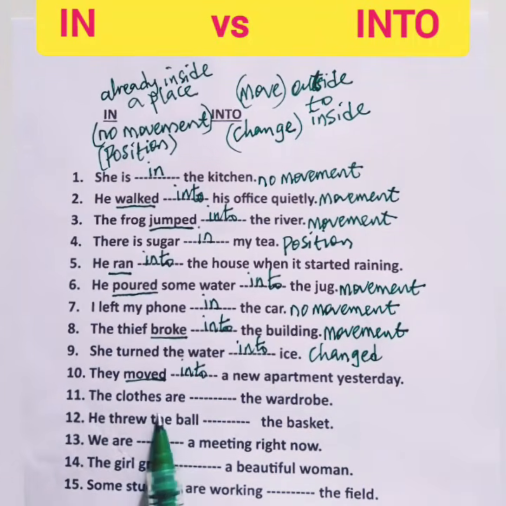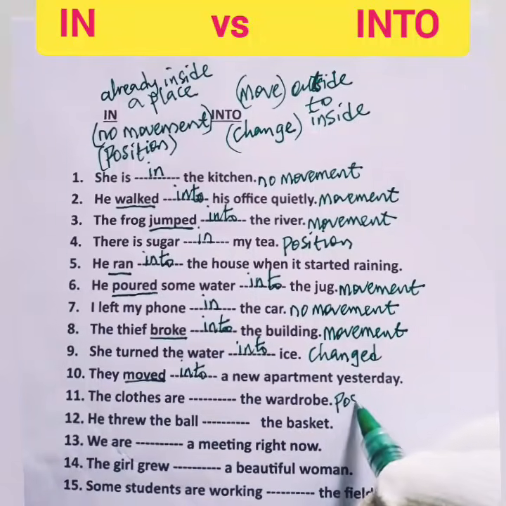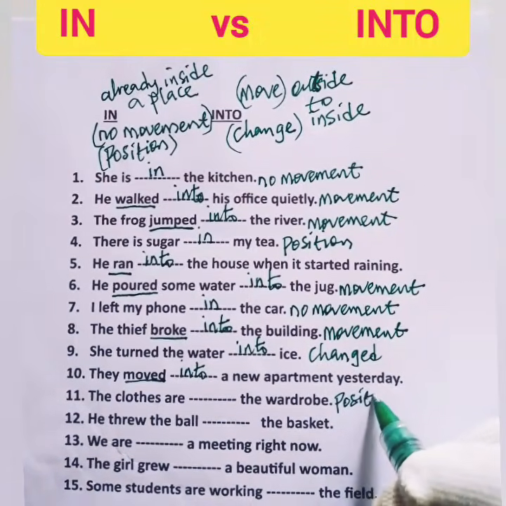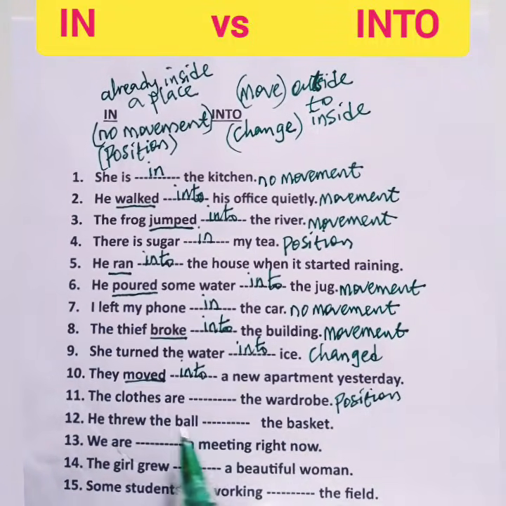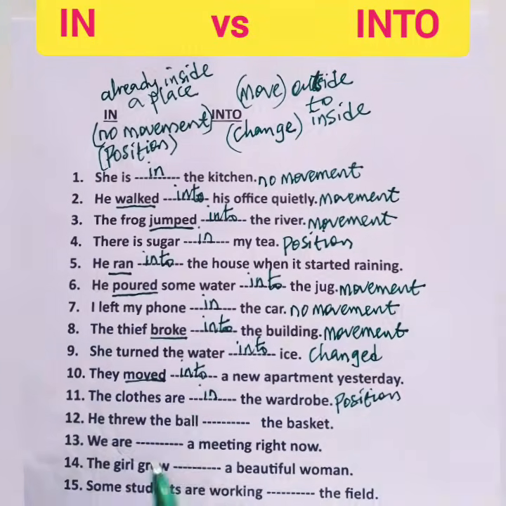11. The clothes are blank the wardrobe. Here, the clothes are positioned in the wardrobe. So this is only about the position of the clothes. So the correct answer is in. The clothes are in the wardrobe.